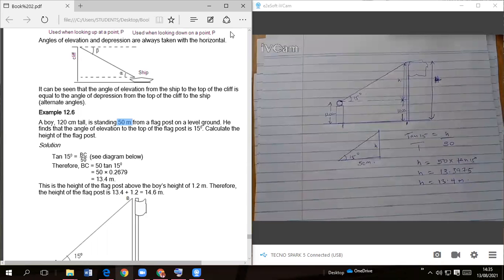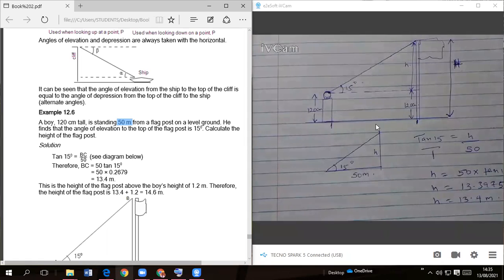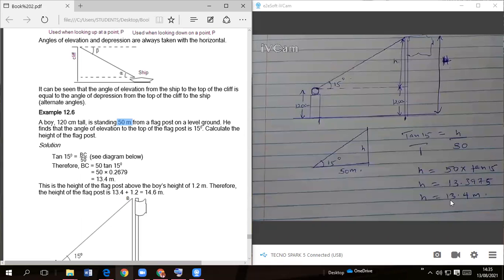After finding h, what we are supposed to do is, let me zoom in here a bit, to find this capital H, we are going to say h plus 120. These are meters because we used 50 meters in our calculation, so this is 13.4 meters. We are going to first convert it to centimeters and add it to 120 centimeters to get the total H.